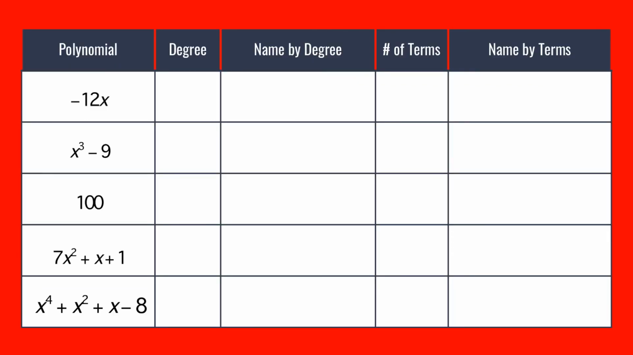Now let's take a moment and take a look at all of these polynomials and try to name them both by degree and by number of terms. So for example, the first polynomial has an exponent of 1. It's not really shown there, but it's considered to be there, which means its degree is 1, and therefore it is considered to be linear. Then we're going to count the number of terms, or clusters. And in this case, we have one cluster, which means that we're working with a monomial.